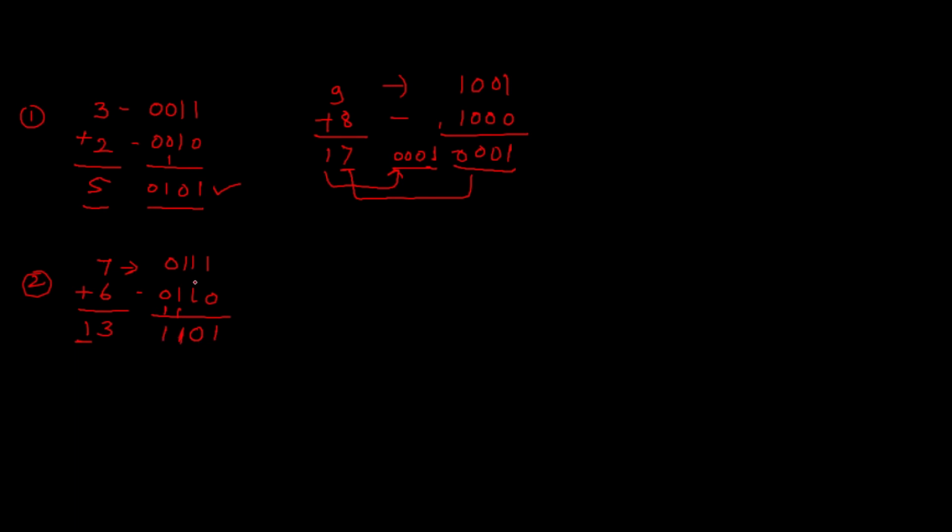So how to do the correction? How to do correction by doing addition by 6. Add 6 here, that is 0 1 1 0. So if I do that, what happens: 1 + 0 is 1, 0 + 1 is 1, 1 + 1 is 0, carry 1, 1 + 1 is 0, carry 1.